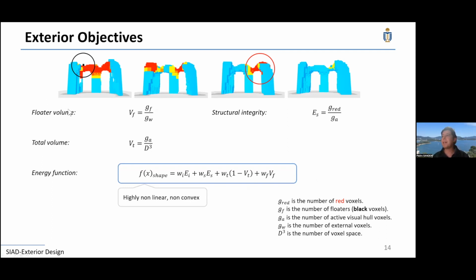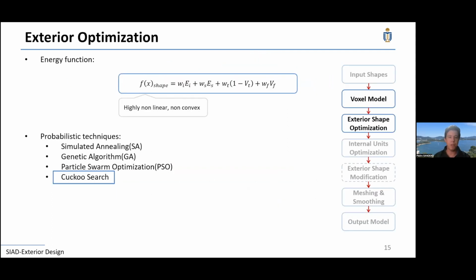Then we take a sum of all these measurements, the shape integrity, the floater, the structural integrity, to come up with an energy function. We also consider the total volume, which can or cannot be considered depending on the constraints that the user has. This essentially gives us an energy function that we minimize, and the weights can be managed by the user when they design the system, or when they design the building.